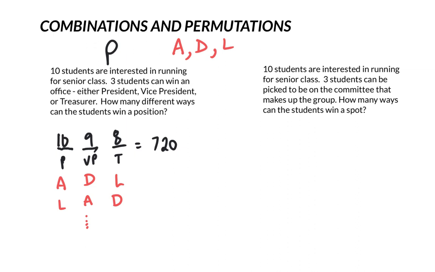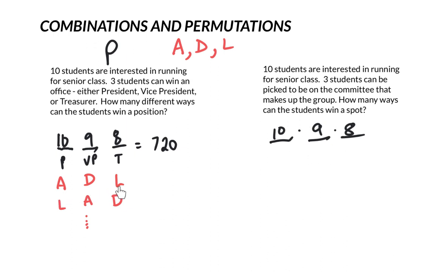10 students are interested in running for senior class. 3 students are going to be picked to be on the committee that makes up the group. How many ways can the student win a spot? Well, we still have 10, 9, and 8. But now, like over here, we haven't assigned any kind of role. We don't have a vice president, a president, or a treasurer. We just have 3 students.